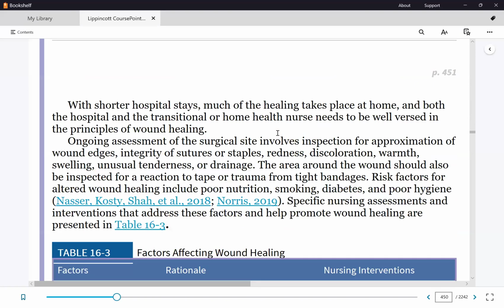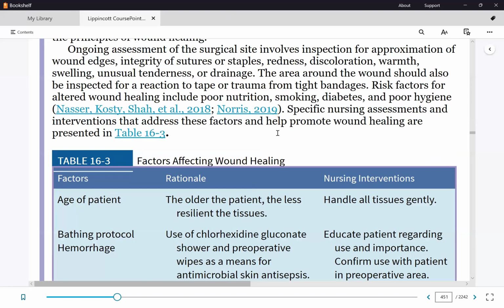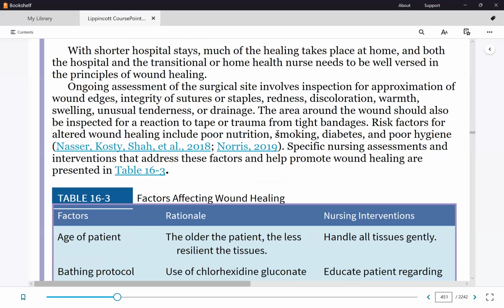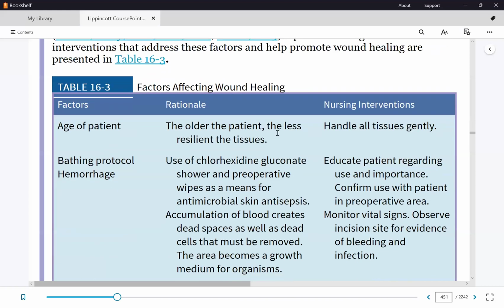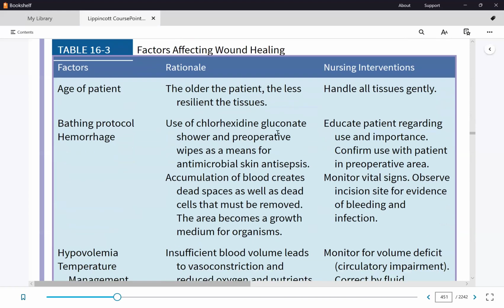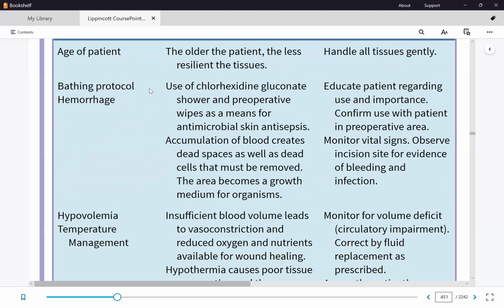Let's go next to the factors that will affect wound healing. So here they are, Table 16-3: patient's age, older patients, of course, and hygiene. Now, bathing protocol for post-op patients, we have chlorhexidine soap. This is 4% chlorhexidine. It comes in a liquid soap.